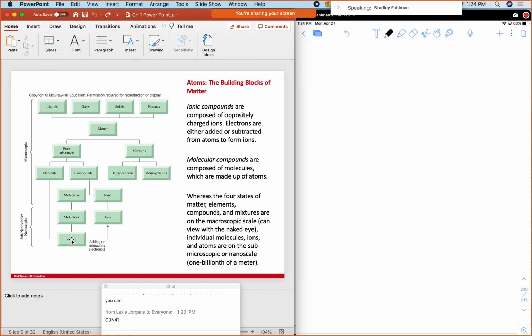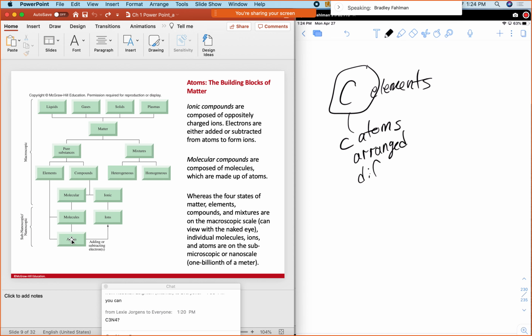Most of the time, if you say carbon or some of these other elements, they're really composed of different atoms. So an element can be different carbon atoms arranged differently in 3 dimensions. Remember, you could have different ways that carbon atoms, or any atoms, can be rearranged to give you different elements.